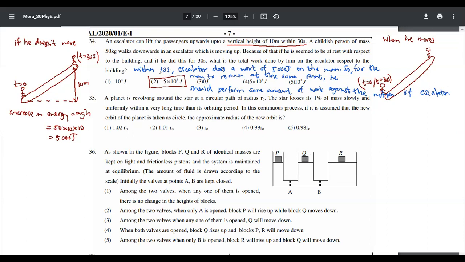Minus sign is because he has to perform work against. That's why the minus sign. There is a minus answer and a plus answer. That means definitely the most appropriate one is going to be the minus one. Okay. Right. Anyone who got this answer?